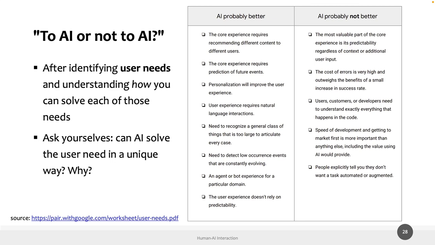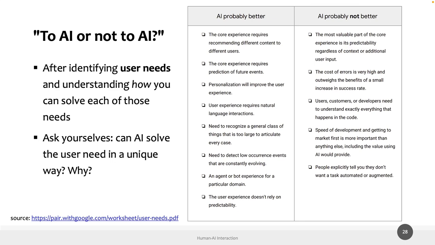For example, AI is probably better when the core experience requires recommending different content to different users. So when there is a recommender system, obviously we need some AI technology. AI is probably better when the core experience requires prediction of future events, or when personalization will improve the user experience, and so on. Then there are other examples that classify when AI is probably not better.